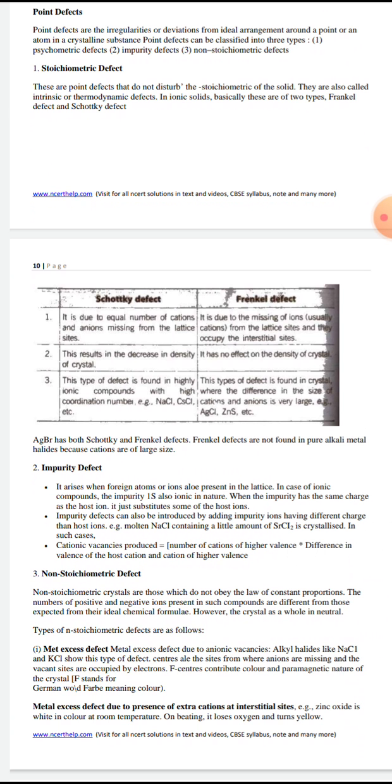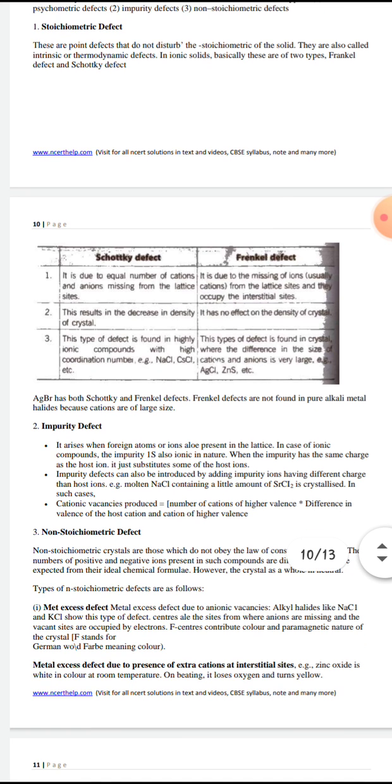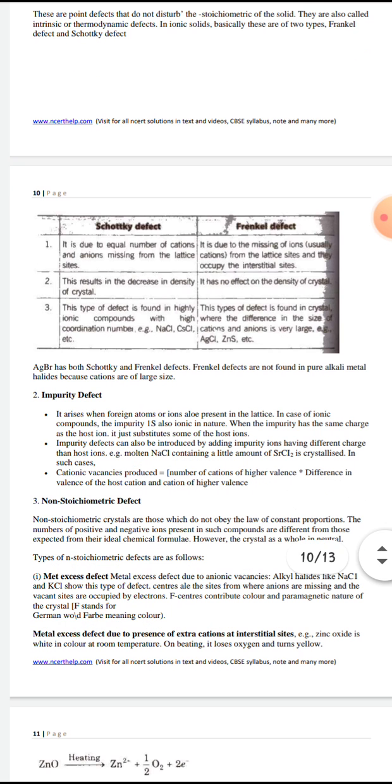There are two types of stoichiometric defect. The Schottky defect is due to an equal number of cations and anions missing from the lattice sites, and this results in a decrease in the density of the crystal. In the Frenkel defect, an ion is displaced from its lattice site, and it has no effect on the density of the crystal. The Schottky defect is found in highly ionic crystals.